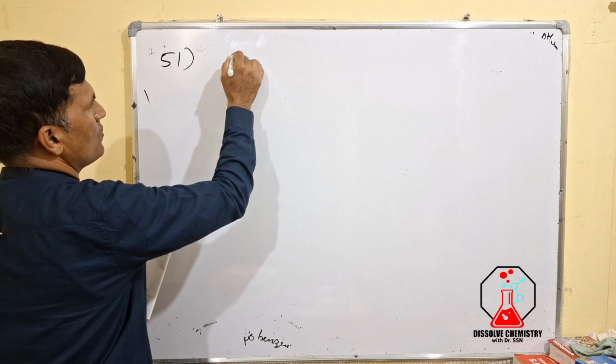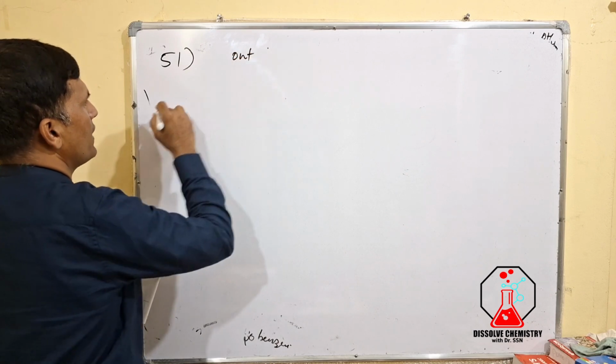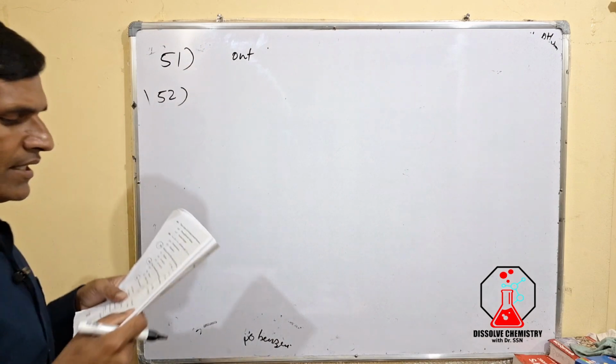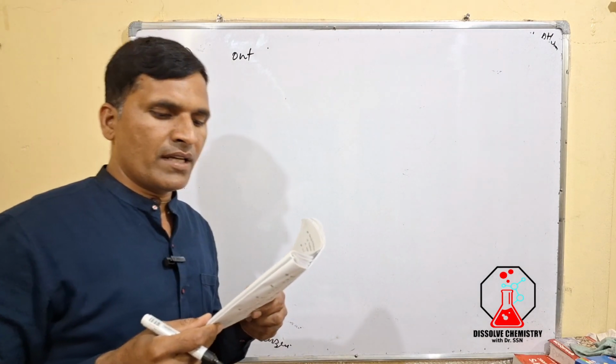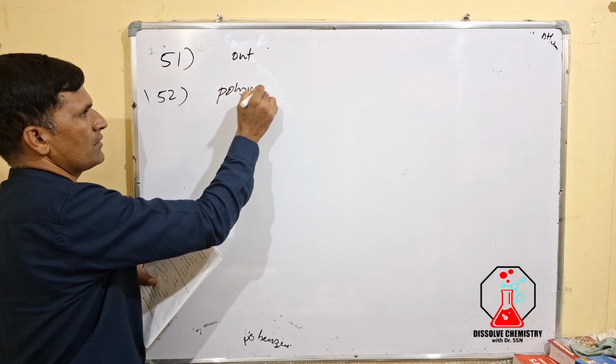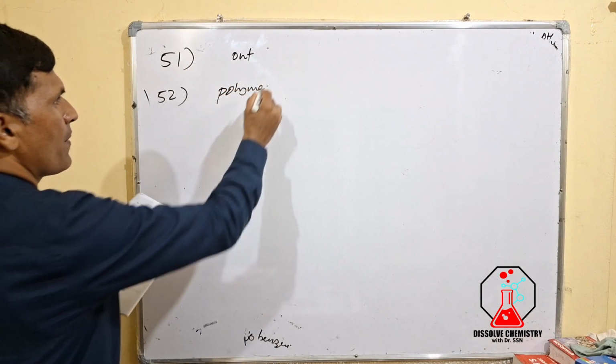So that is also out of syllabus, right? And 56, second question, the biodegradable polymer obtained by polymerization of glycine. Again, it is on polymer. Okay, this is also out of syllabus, we can say.